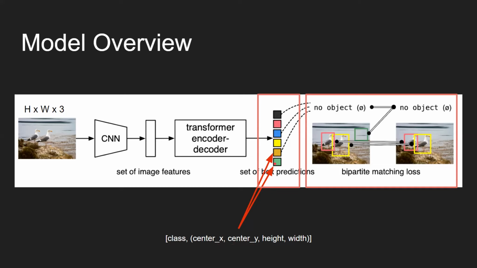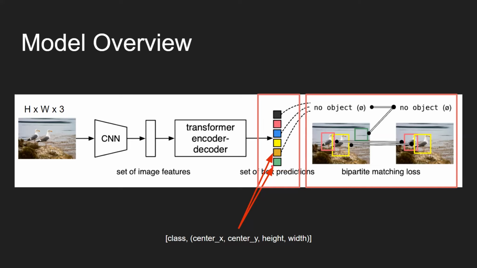And this class can be any of the classes that it's seen in training, as well as this no object class. And this is important because since the number of box predictions is fixed, the idea is that we want to have more box predictions than we have items in our image. That way we can achieve a direct set match for each prediction and ground truth label.